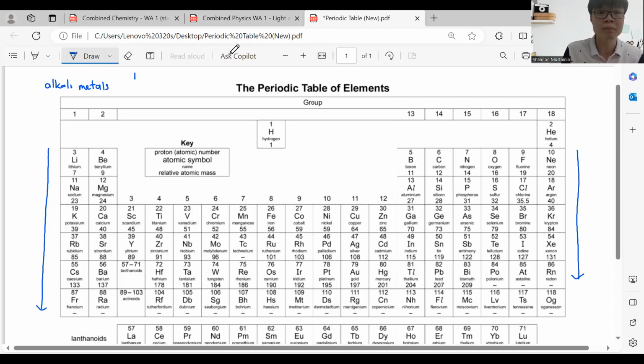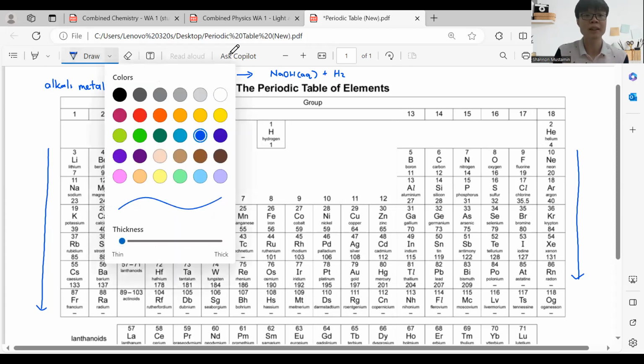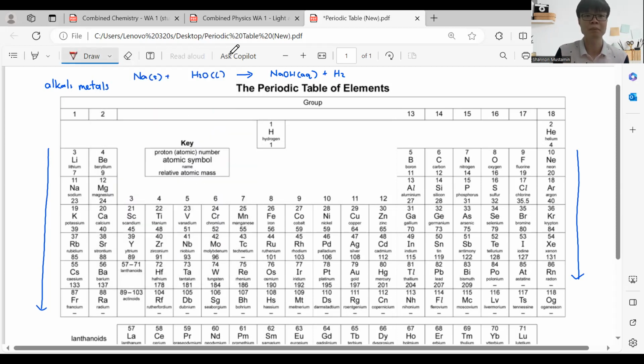So for example, sodium metal reacts with water to form an alkali. One common alkali that you all know is sodium hydroxide, seen many times, right? Sodium hydroxide in aqueous state and hydrogen gas. Now all the chemicals are correct already. You balance the equation by writing numbers in front. So I need to have two here, and two here.